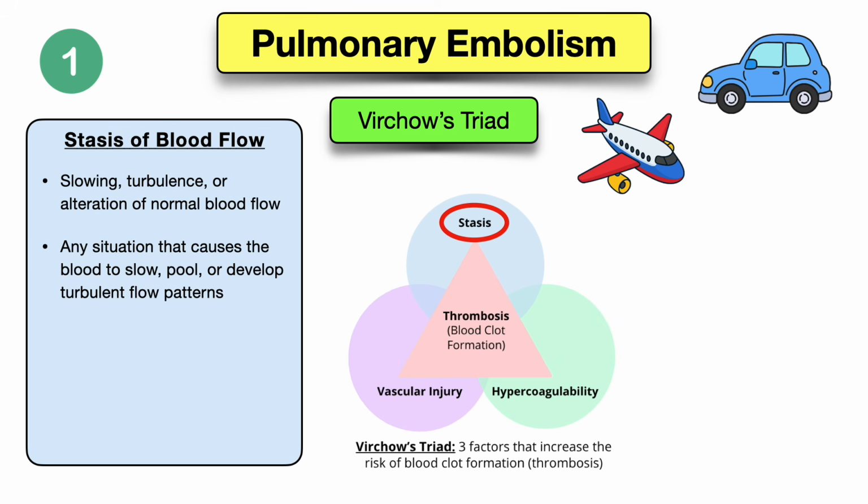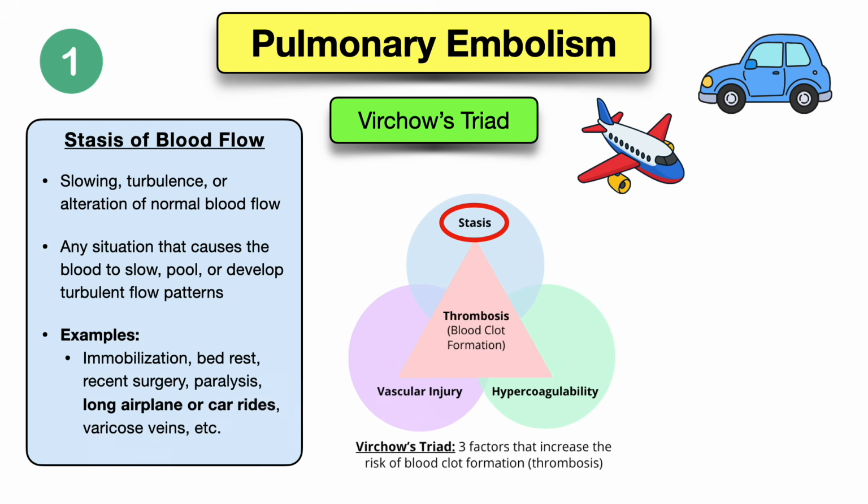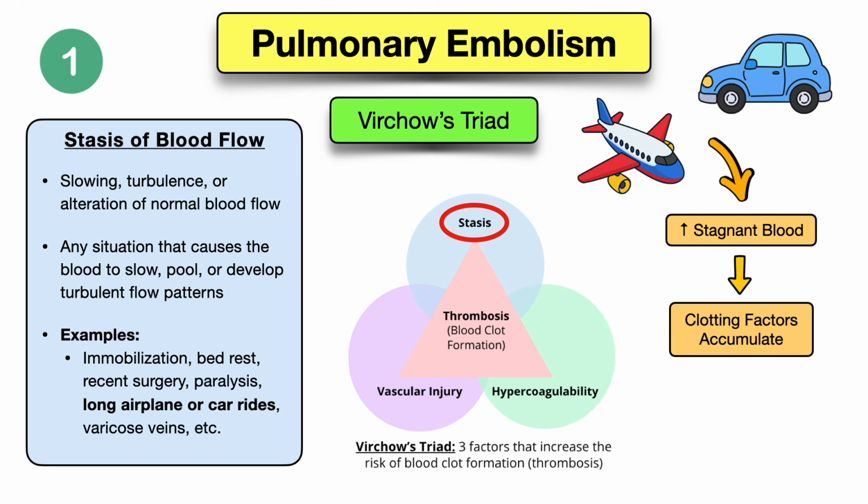normally through the vessels. So examples include immobilization, bed rest, recent surgery, paralysis, long airplane rides, long car rides, varicose veins, among others. All of these situations cause the blood to become stagnant, and when the blood becomes stagnant, clotting factors accumulate in one area along with other variables that can then lead to blood clot formation.